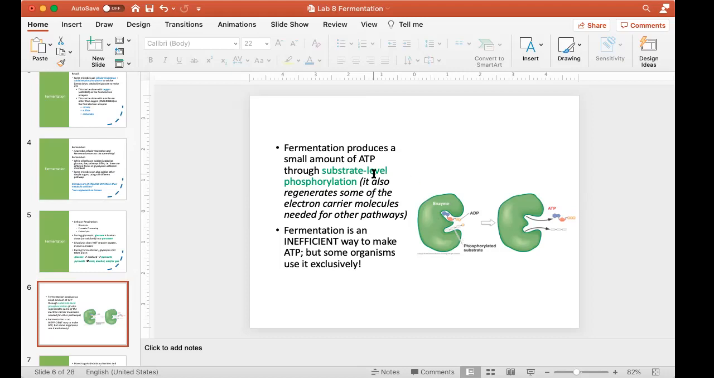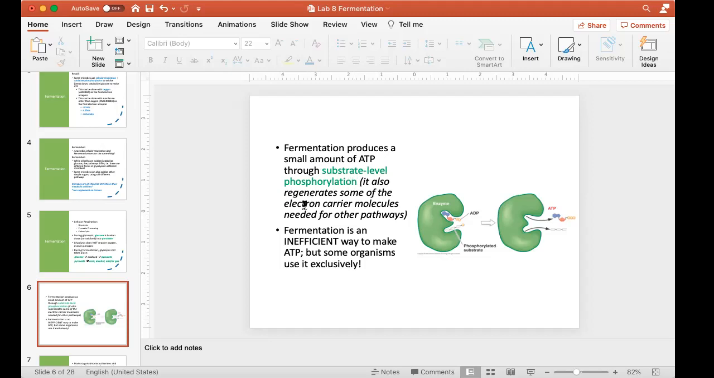Substrate level phosphorylation, which again occurs during cellular respiration, is a very inefficient process. It only makes a small amount of ATP. Fermentation again also produces ATP. That's its purpose. But it uses that less effective, less efficient method. So all of the ATP that gets made during fermentation gets made through the process called substrate level phosphorylation.